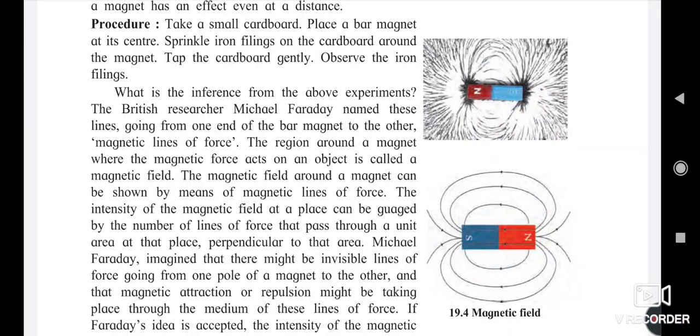If Faraday's idea is accepted, the intensity of the magnetic field can be obtained from the number of lines of force, as explained above. The intensity of the magnetic field is low where the lines of force are sparse, and the intensity is high where the lines of force are concentrated.